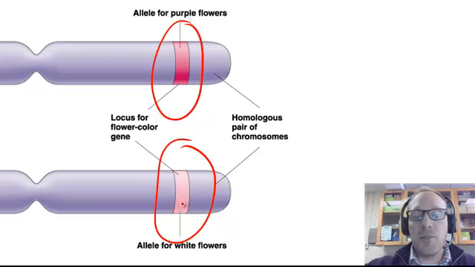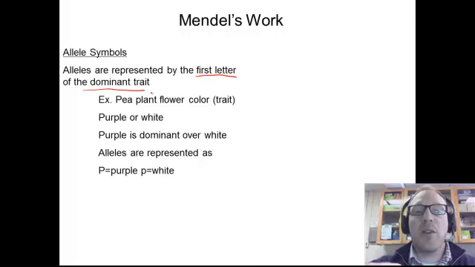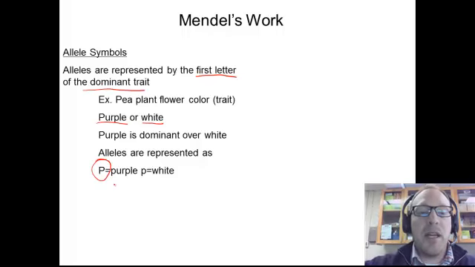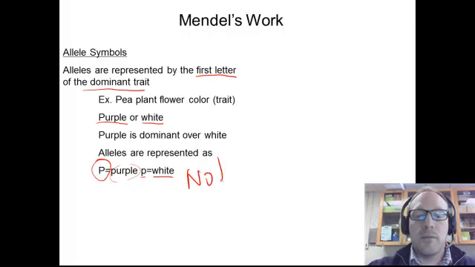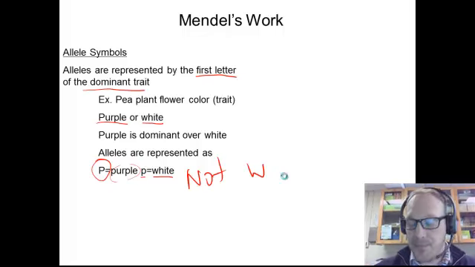Let's talk about how we might symbolize this to use those Punnett squares that we're going to talk about here. Please understand that when we use a symbol, we use letters, and we usually use the first letter of the word that describes the dominant trait. So, for example, purple is our dominant trait, right? White is what we would call the recessive trait. So we use capital P to represent purple, and we use lowercase p to represent white. We do not use W. Okay? We do not use W for white.